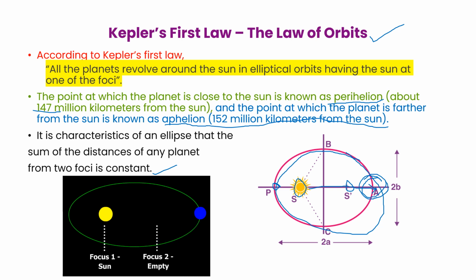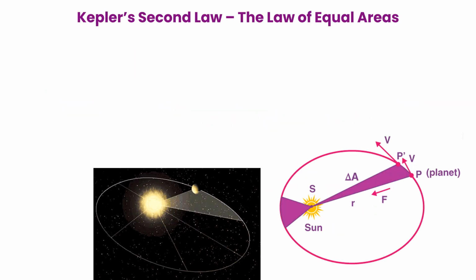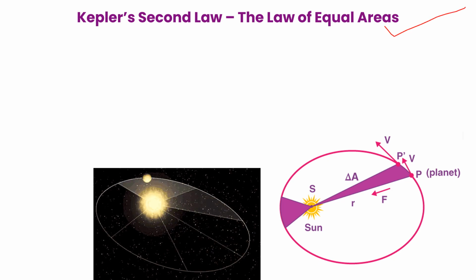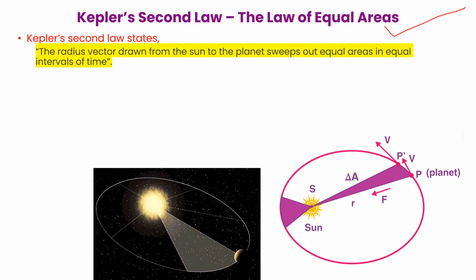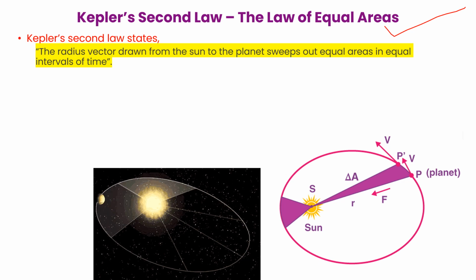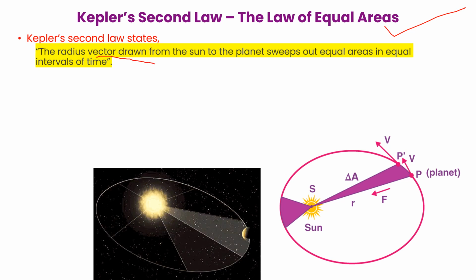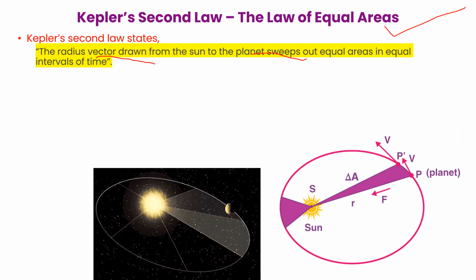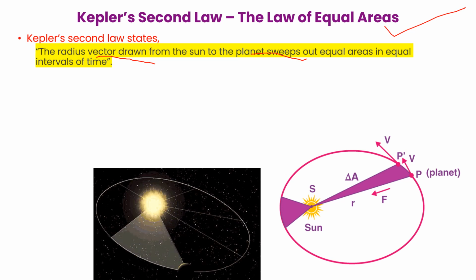Okay, I hope this is well understood. So let's start with Kepler's second law, that is the law of equal areas. Now what does Kepler's second law say? It says that the radius vector drawn from the sun to the planet sweeps out equal areas in equal intervals of time. Now first of all, what is a radius vector?